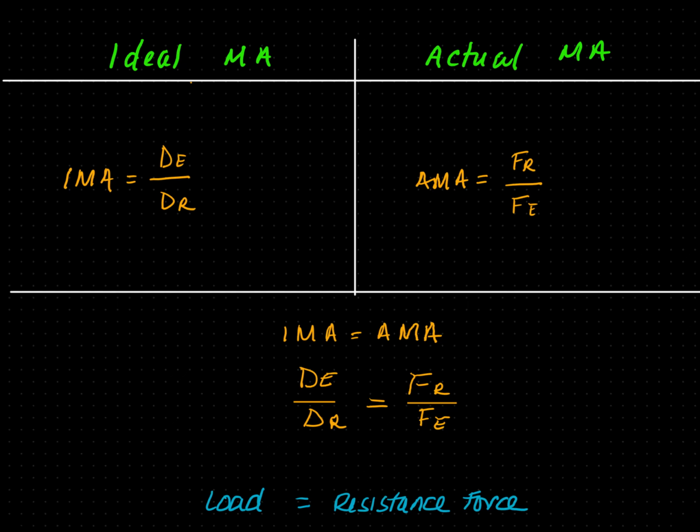Ideal IMA is equal to the distance of the effort or the input over the distance of the resistance or the load. AMA, or the actual mechanical advantage, is the force of the resistance or the load over the force of the effort or the input.